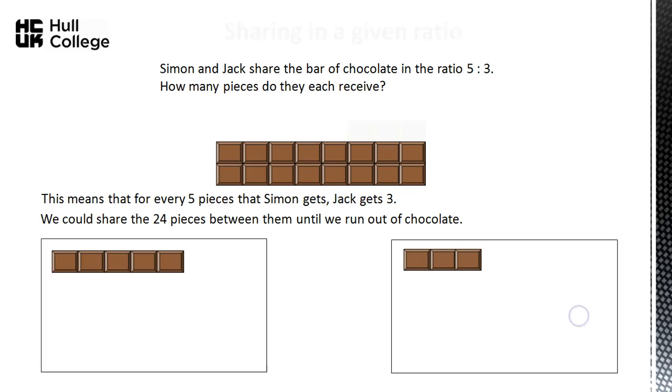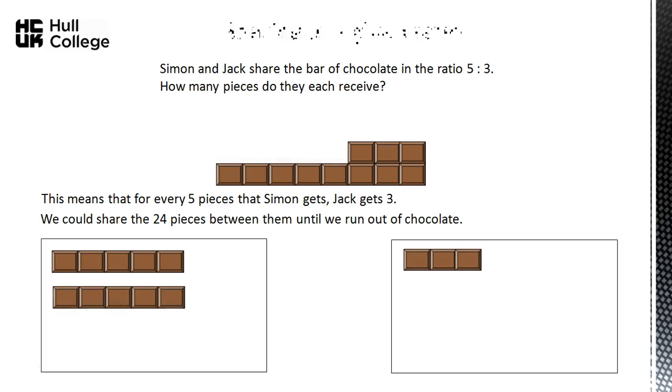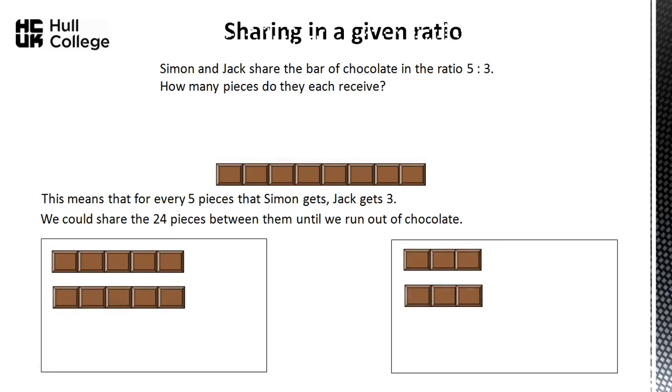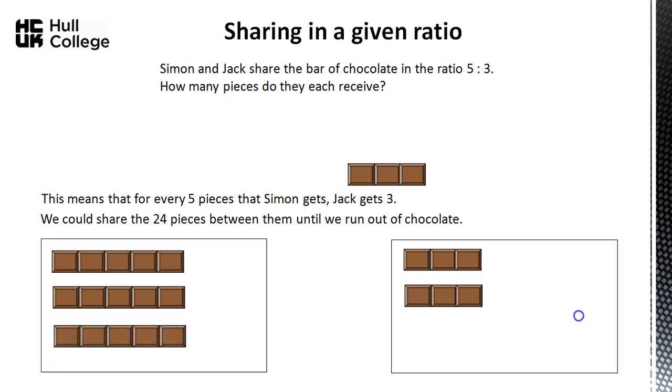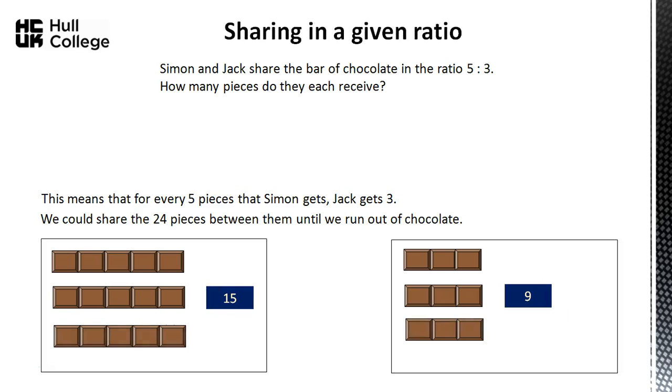5 for Simon, 3 for Jack. Again, 5 for Simon, 3 for Jack. So Simon gets 15, Jack gets 9.